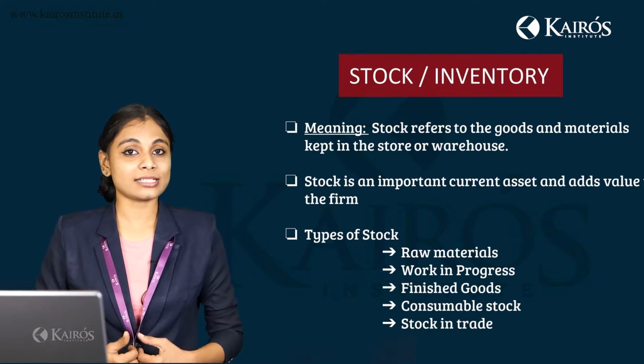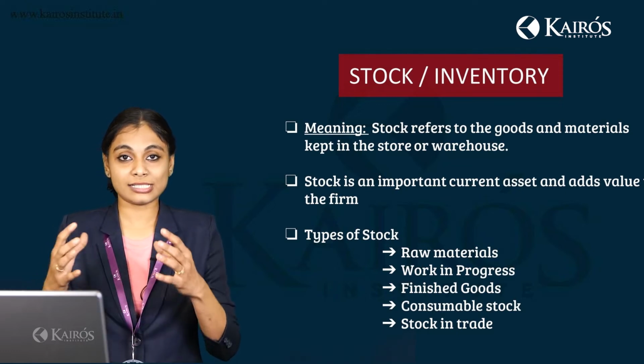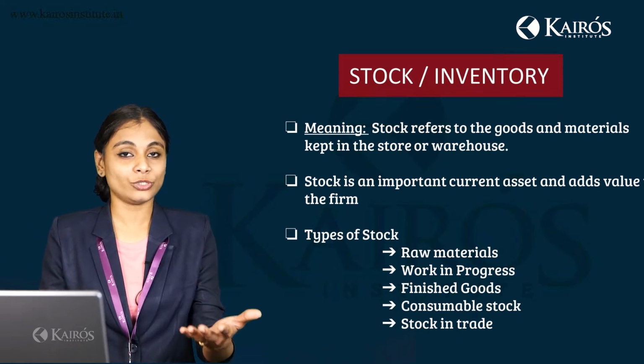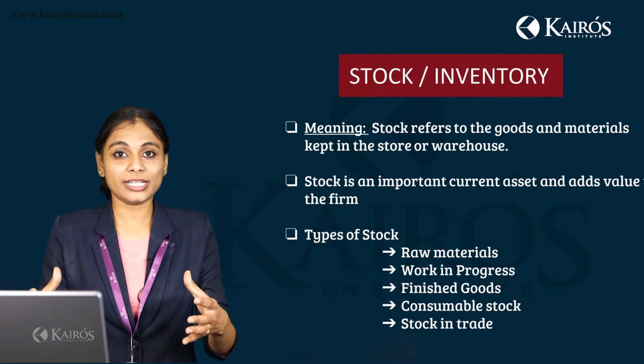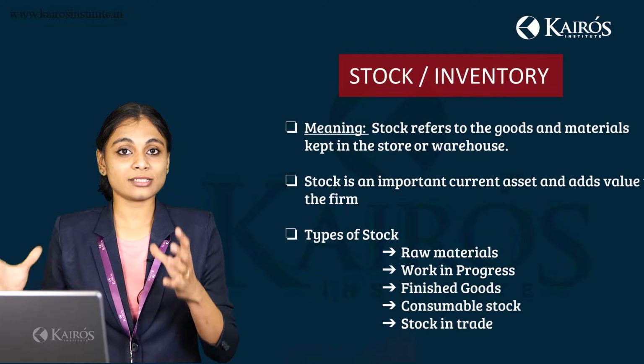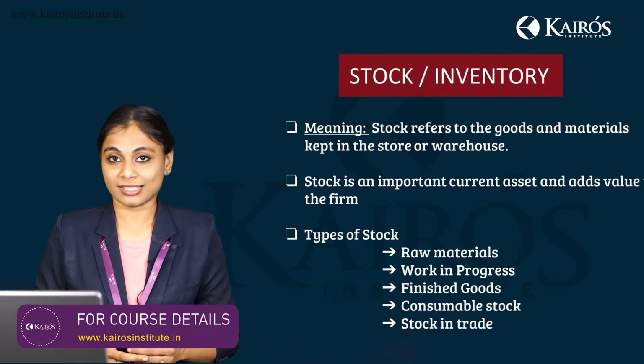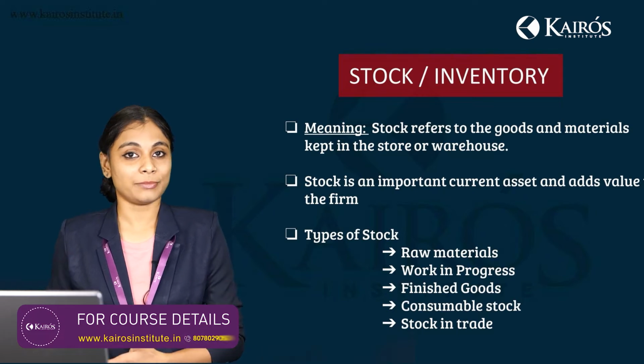What is the third category? The third category is the finished good. Finished good is the good that is ready to be sold to the customer. So if you are building a table or a chair, the finished product is the furniture which is ready and it can be delivered to the customer. So this is the third type of stock.